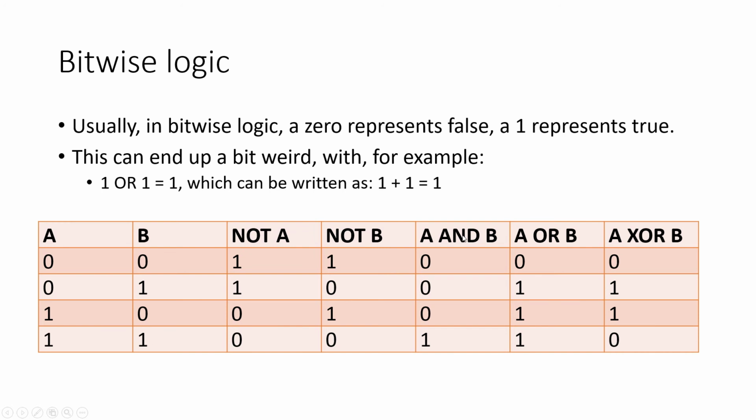With the AND operator, on the other hand, it does act very much like a multiplication. 0 times 0 is 0, 0 times 1 is 0, 1 times 0 is 0, and 1 times 1 is 1. So you got a multiplication, you got something sort of resembling an addition, and then of course you've got the NOT operator.